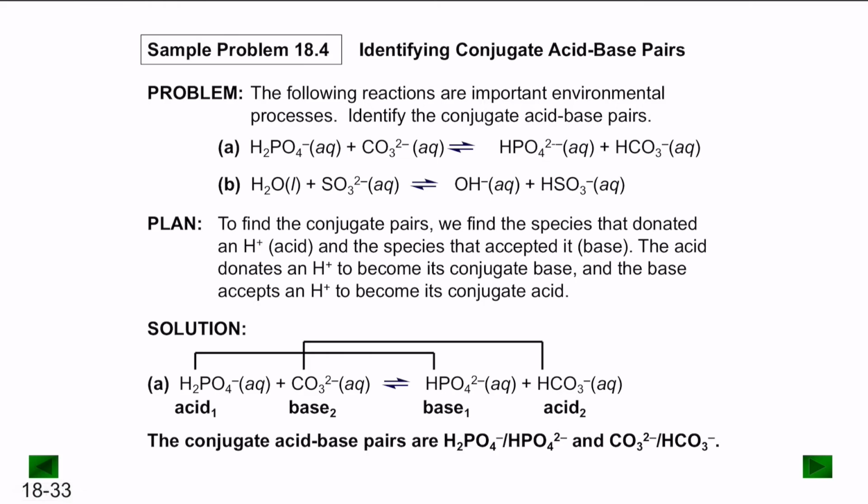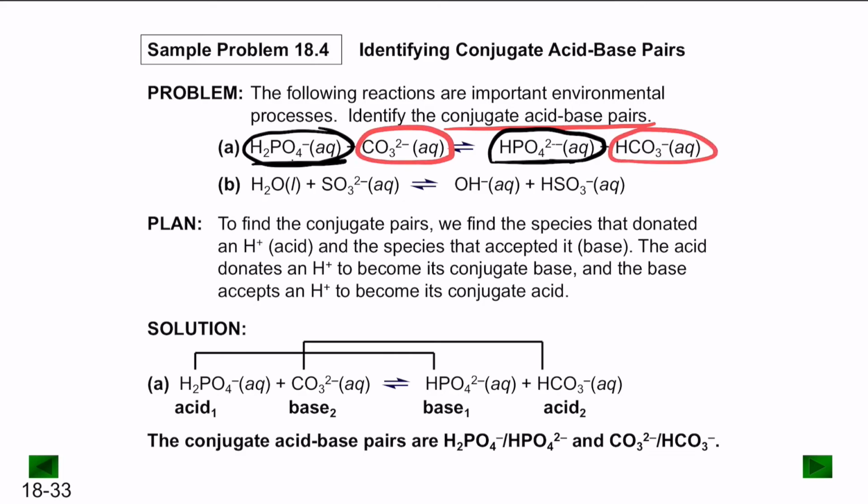So let's take an example here. The following reactions are important environmental processes. Identify the conjugate acid-base pairs. So let me write the acids in black and the bases in red. So let's take a look at the reaction right here. Notice that H2PO4 minus becomes HPO4 2 minus, which means it loses a proton. So this here is the acid and this is the conjugate base. CO3 2 minus is the base, HCO3 minus is the conjugate acid.